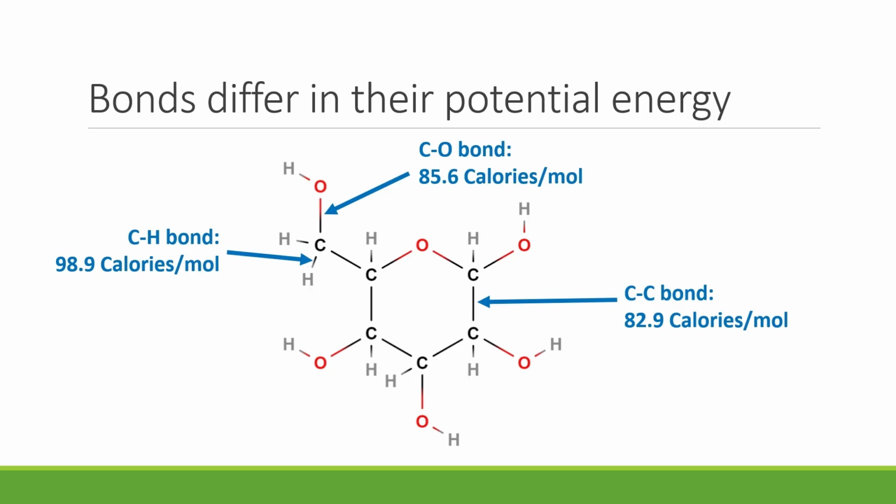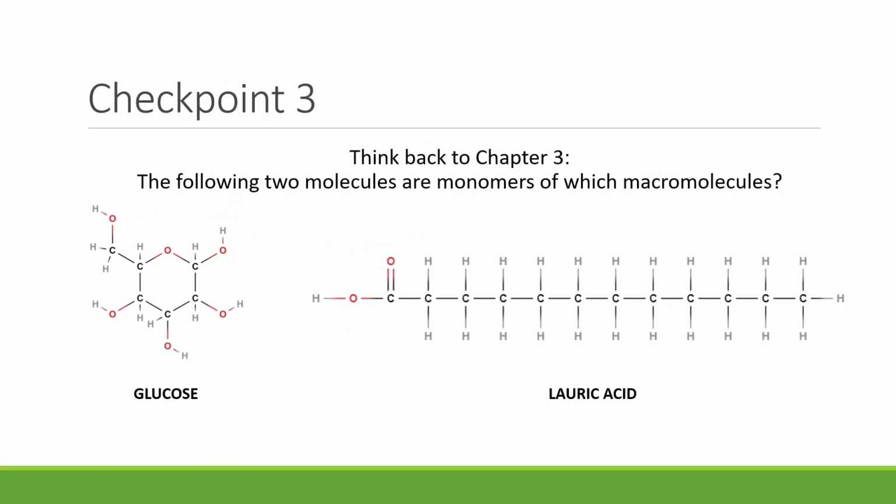So the key point here is that bonds between different atoms store different amounts of potential energy. And because of this variation, different molecules also have different total amounts of energy. So let's look at the energy level stored in each of these two molecules for comparison. But before we do, a checkpoint question.